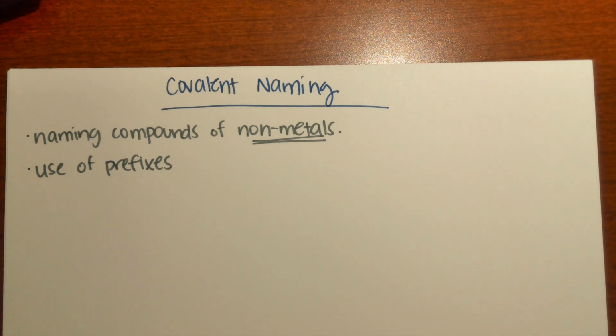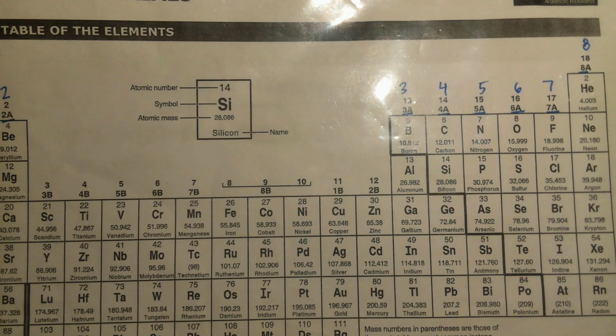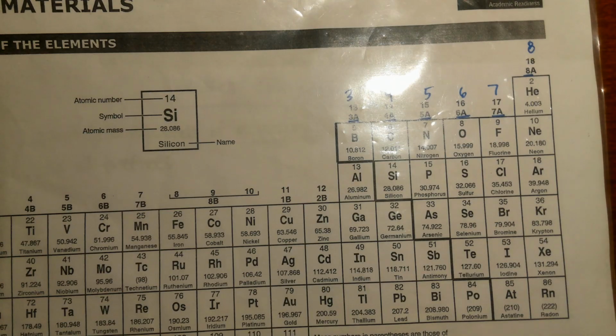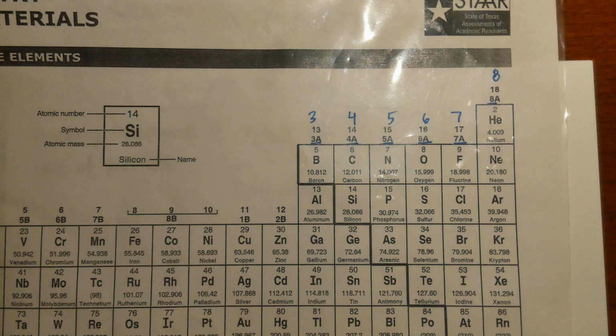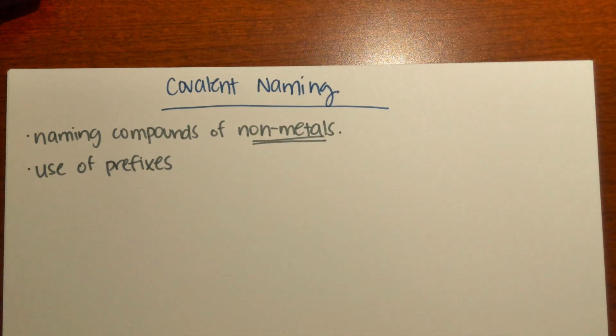Today I'll be going over naming covalent compounds, and basically it's already written here. It's naming compounds of nonmetals and nonmetals only, and we use prefixes to name these compounds. As a reminder, covalent compounds, or the nonmetals, are all located on the right side past the staircase of the periodic table, and we use prefixes to depict the number of atoms of each nonmetal.